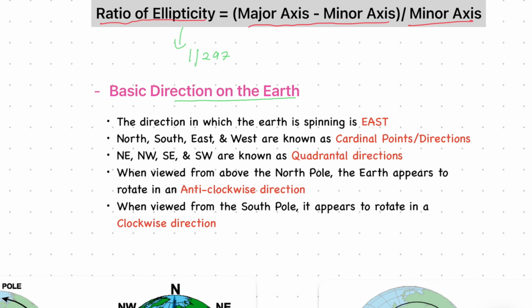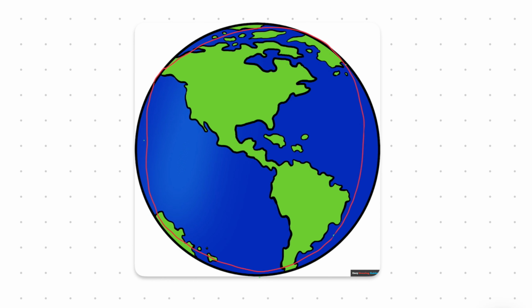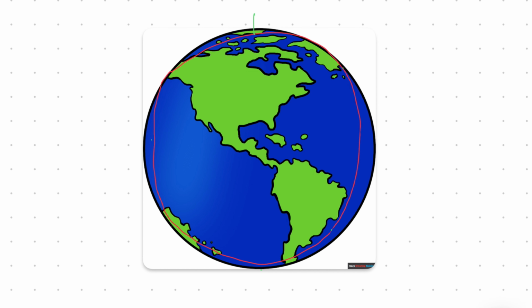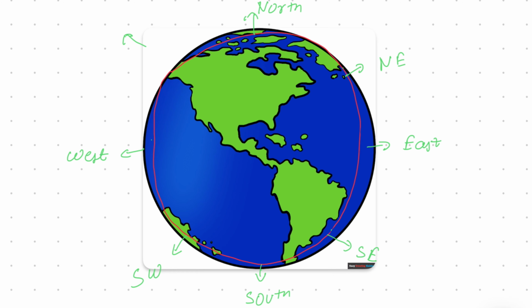Okay, now we'll come to basic directions on our Earth. The direction in which the Earth is spinning is east. North, south, east and west are known as our cardinal points or directions. Northeast, northwest, southeast and southwest are known as our quadrantal directions. I hope you guys know about these directions, but I'll just show it. This direction is our north, this is our south, this direction is east, and this direction is our west. This is northeast, this is southeast, this is southwest, and this direction is our northwest.